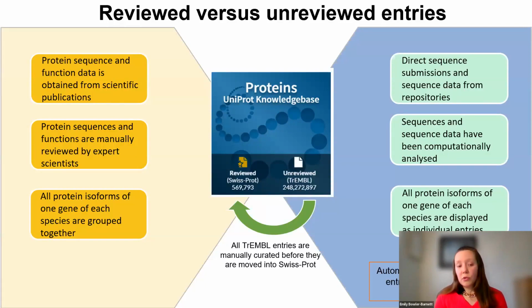So the isoforms are grouped per canonical sequence. And throughout the database, you can see this by these little icons here. We have a white or a grey icon for our unreviewed entries and a gold starred icon for our reviewed entries.